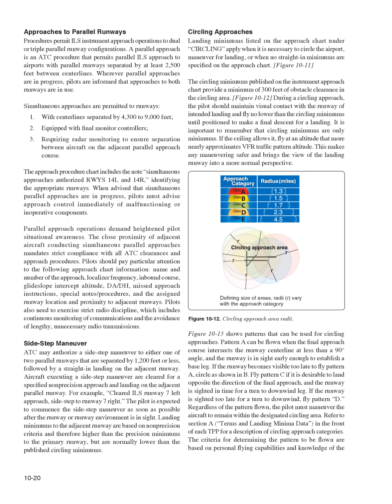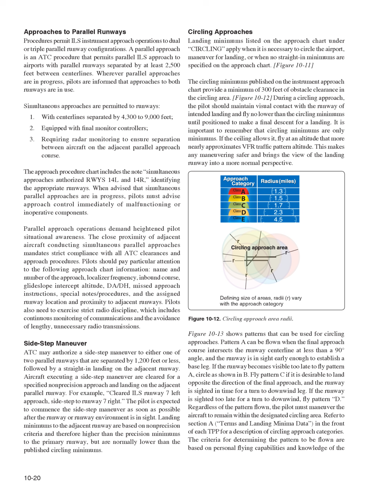Approaches to parallel runways. Procedures permit ILS instrument approach operations to dual or triple parallel runway configurations. A parallel approach is an ATC procedure that permits parallel ILS approach to airports with parallel runways separated by at least 2,500 feet between centerlines. Wherever parallel approaches are in progress, pilots are informed that approaches to both runways are in use. Simultaneous approaches are permitted to runways: 1. With centerlines separated by 4,300 to 9,000 feet, 2. Equipped with final monitor controllers, 3. Requiring radar monitoring to ensure separation between aircraft on the adjacent parallel approach course.